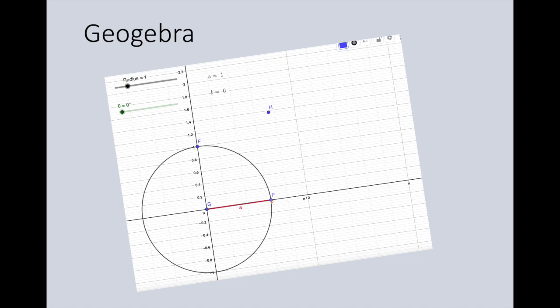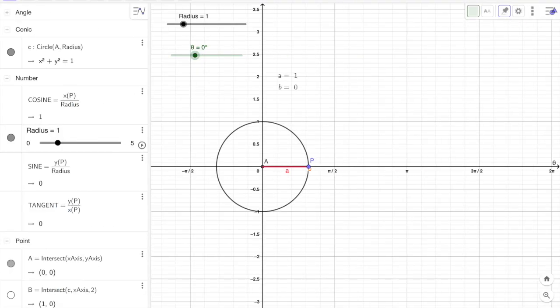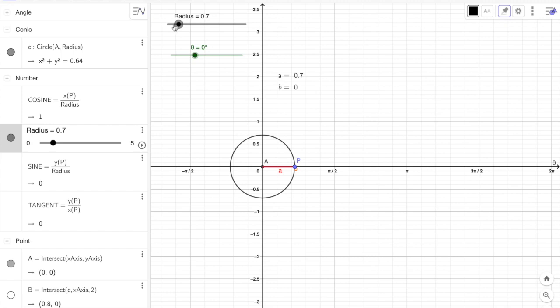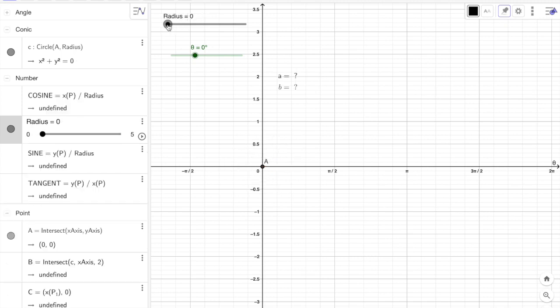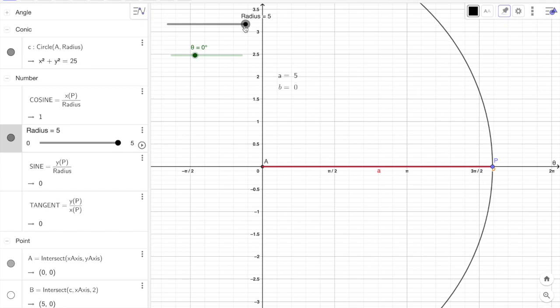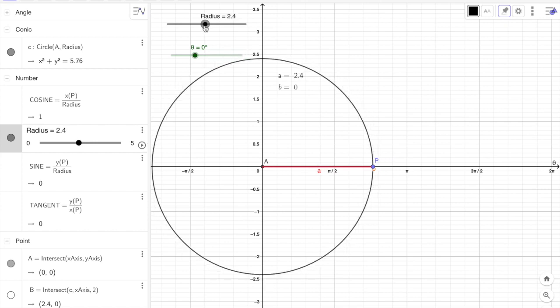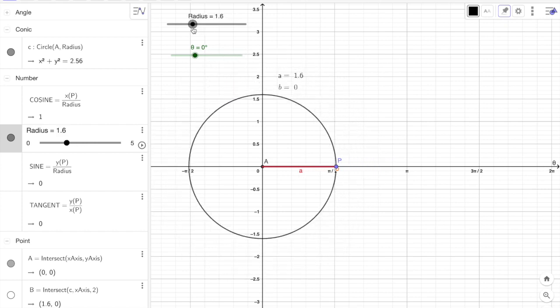So let's switch to that now and have a look at it. Okay, so here's my unit circle again, centred at the origin. Now I've got a couple of slider bars to show you. The first one varies the radius of the circle. If I slide to the left, it goes down to 0, and we can make it up to 5. But let's put it back at 1. We're interested in the unit circle, so the radius has to be 1.